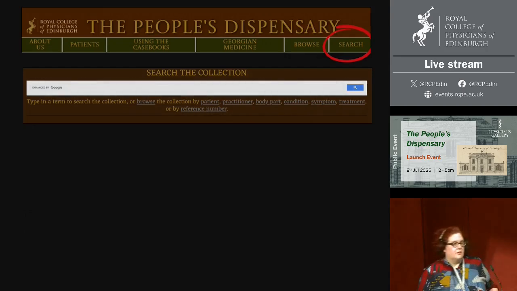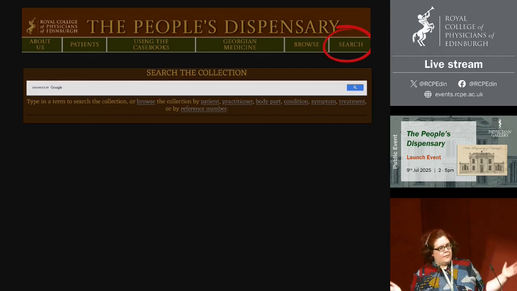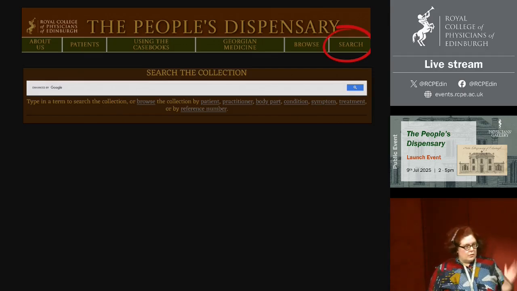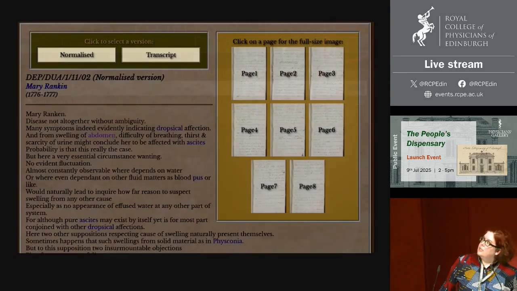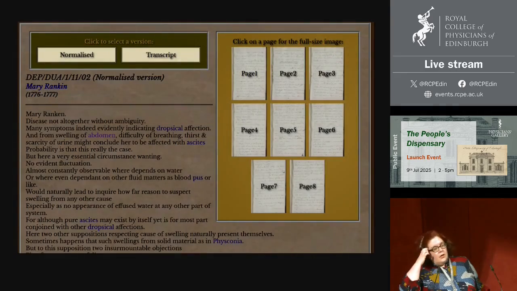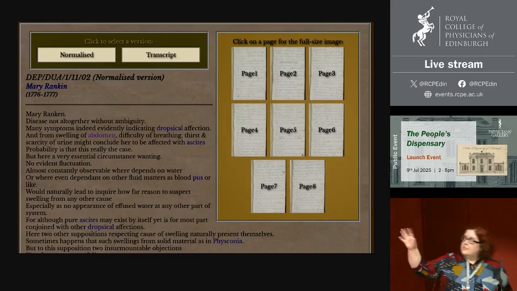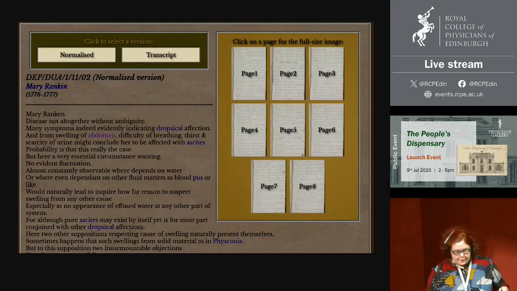And the final thing is the search. So it's basically like a Google search. It indexes all of the records that are in there, as well as all the descriptions I showed you. You search and you find the records. And this is what you get when you click on any one of the individual records. So this is an individual patient record.